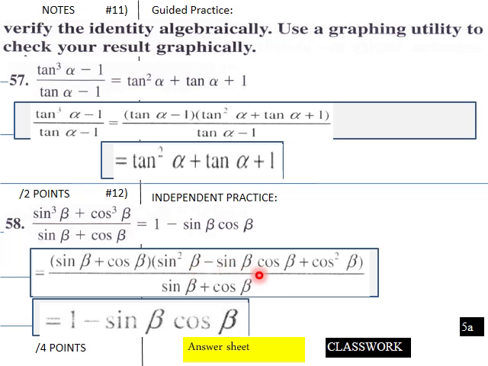So sine squared beta plus cosine squared beta equals 1. That's where this one comes from, and then you're left with this here. And that's what this becomes here. So it is an equal statement. It is an identity.